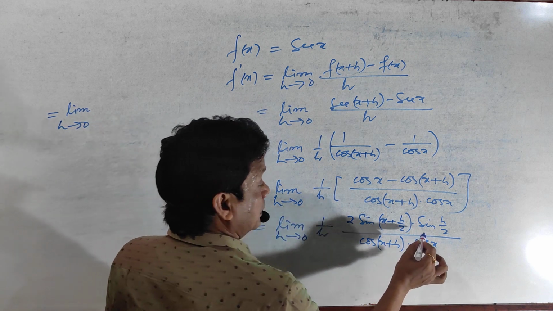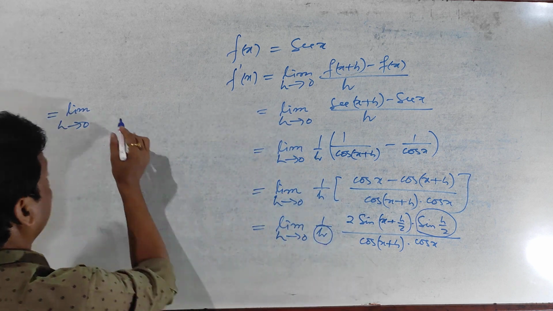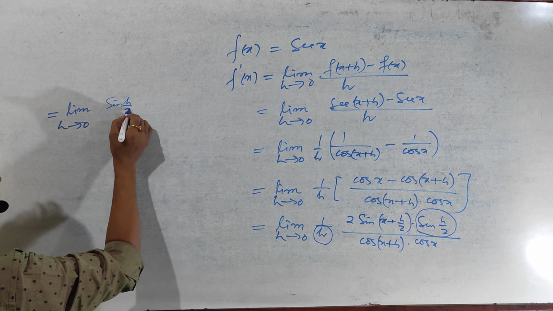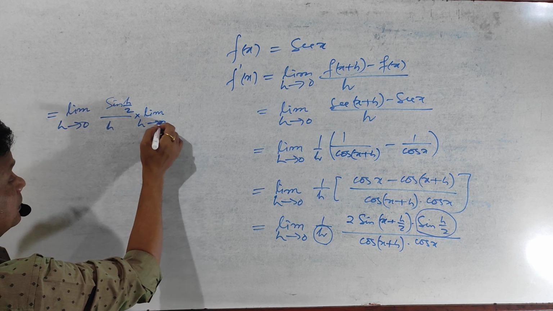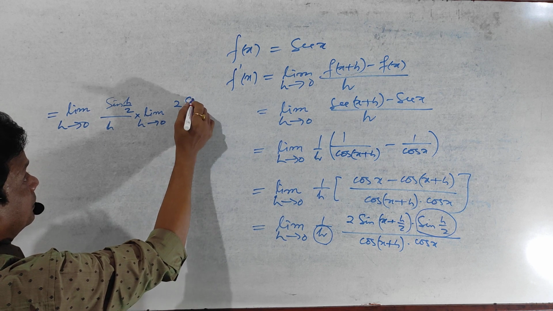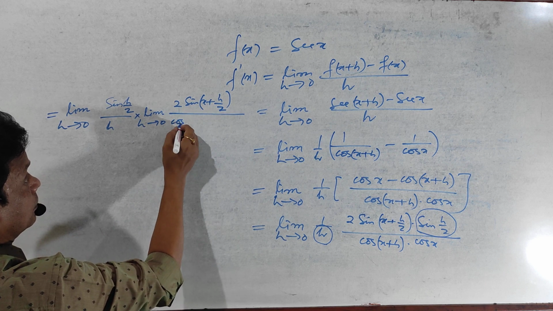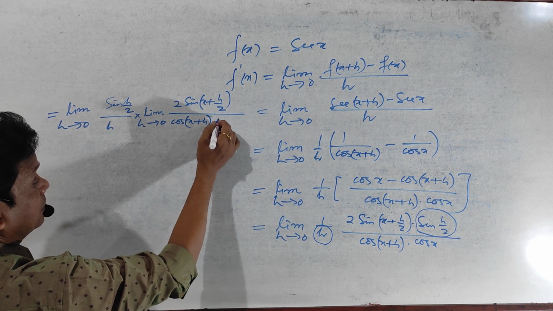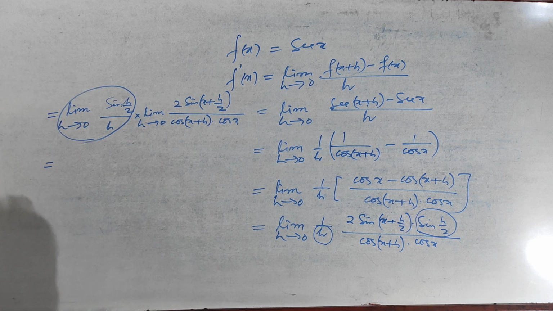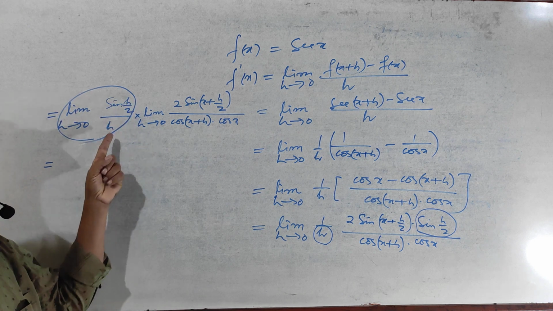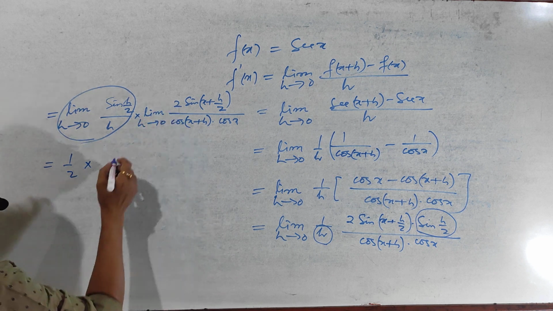And see here, this sin h by 2 by h. I am writing sin h by 2 divided by h, and I am separating the other part, that means 2 sin (2x+h)/2 divided by cos(x+h) into cos x. So this part will be half, because limit of sin(ax) by x is a. So this will be half into 2 is there.